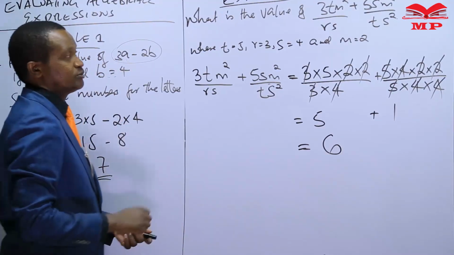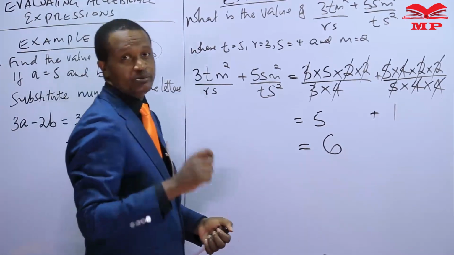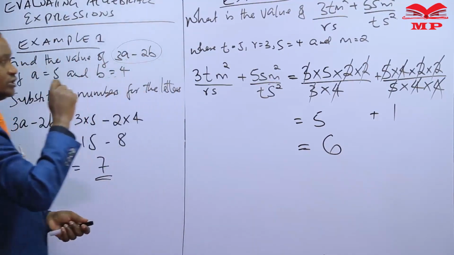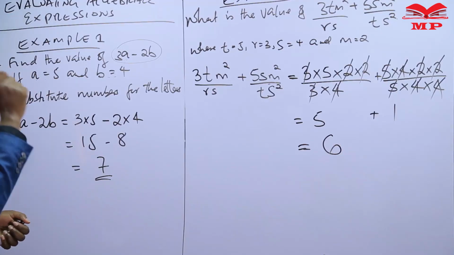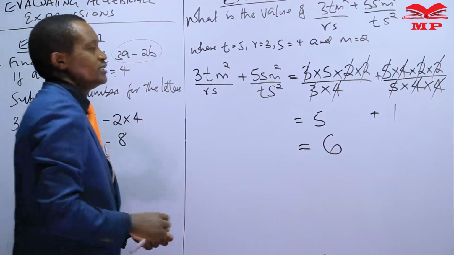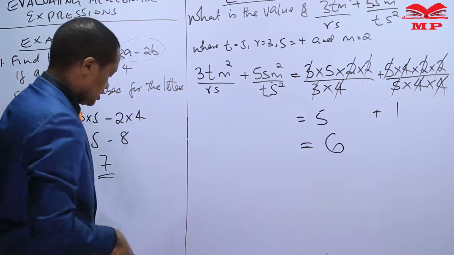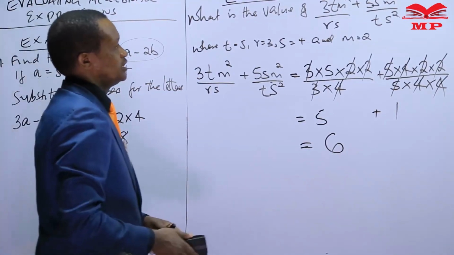You can see the procedure for evaluating algebraic expressions is simple. We only substitute the numbers for the letters, then simplify. We can try out another example.